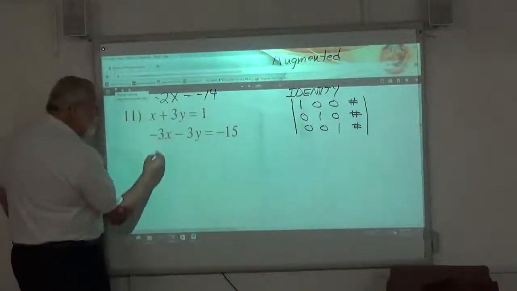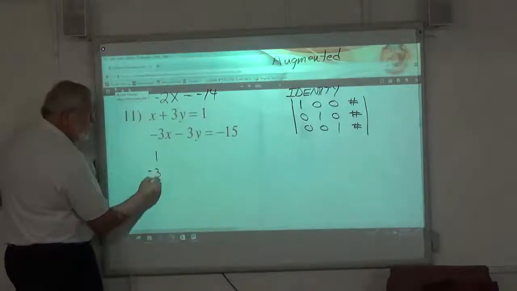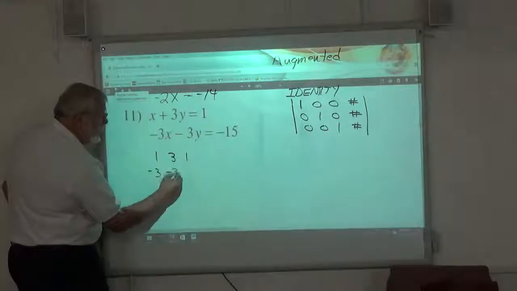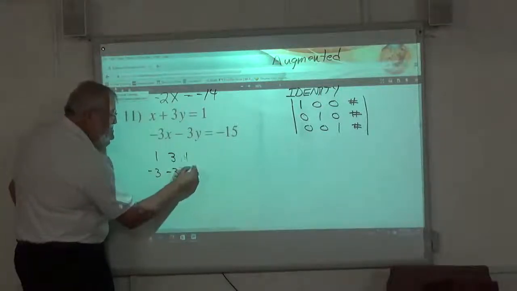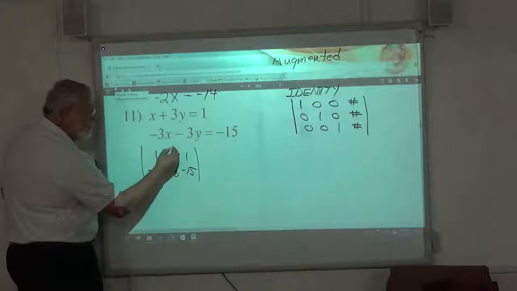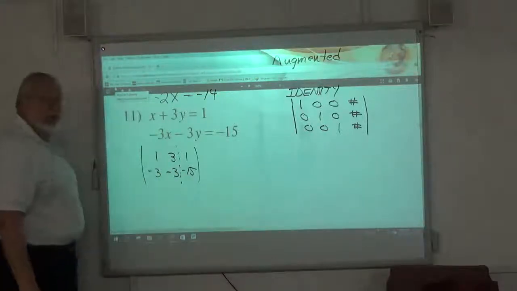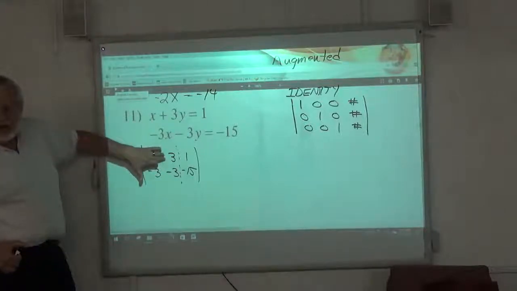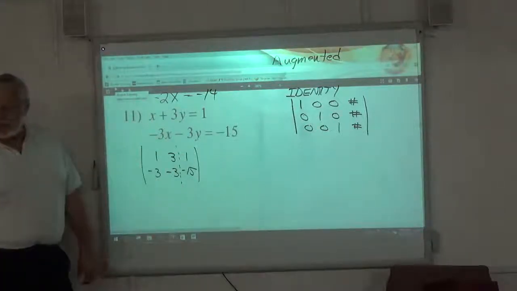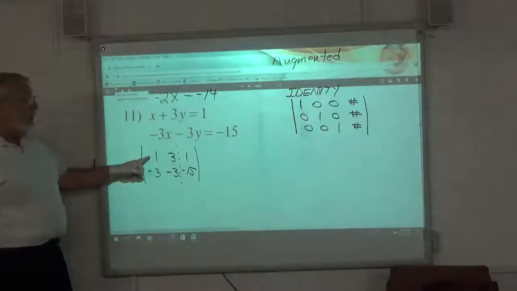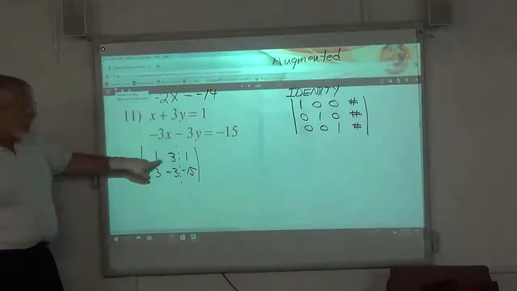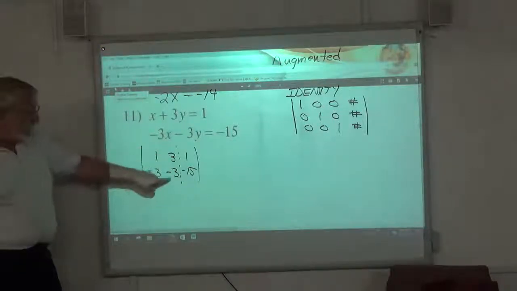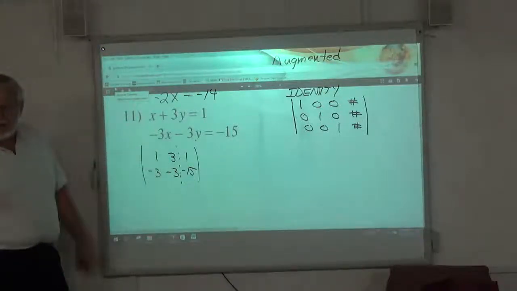Okay? Well, this already has a 1 in it, and this has a negative 3. And then I have a 3 and a 1, another negative 3 and a negative 15. Alright, so this is my augmented matrix. Sometimes you're going to see them put a dashed line or a solid line between the variables and the number of the answer. Okay? Now, for my identity, I already have a 1. What do I need here? I need a 0.